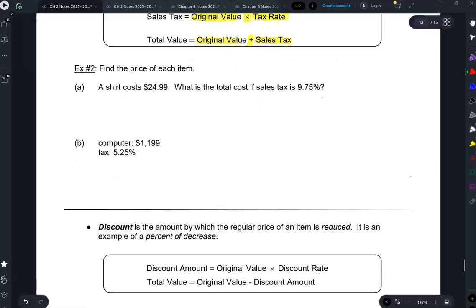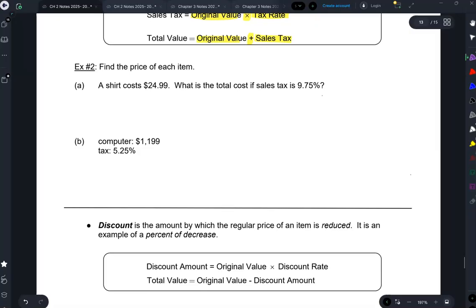Okay? All right, so let's take a look at what we're going to do. A shirt costs $24.99. What is the total cost if the sales tax is 9.75%? So, first of all, put your calculators away for a minute. Let me show you how I want you guys to write this. We're going to take this, we're going to move it twice to this side. So it's going to be 0.0975.